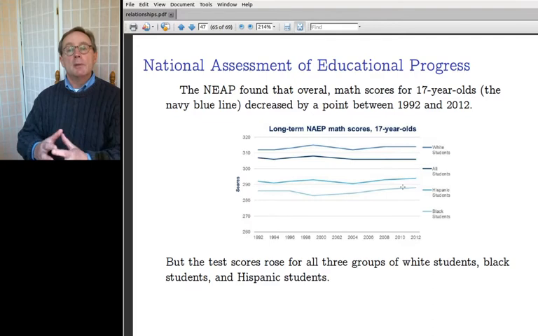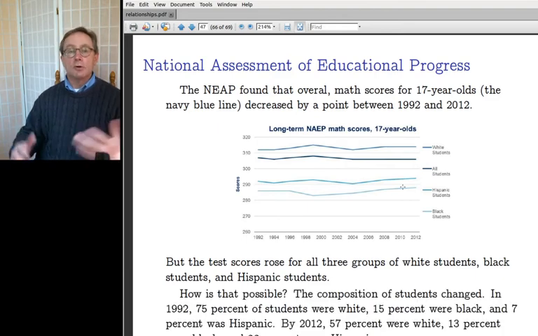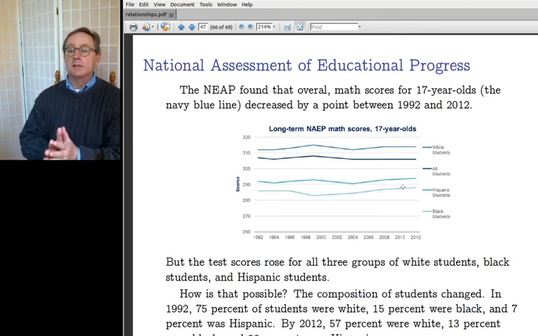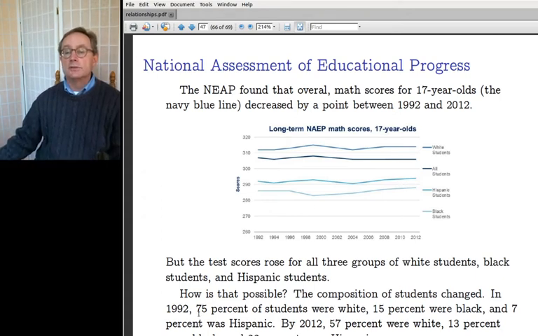It's just like Bob and Fred. How is it possible that when you put the categories together, something different happens than when you break them into separate categories? And the answer, of course, is Simpson's paradox. But here, the explanation in this particular case is the composition of students changed. In 1992, 75% of the students were white, and you can see that white students do better on this particular test. In 1992, 75% of students were white, 15% were black, and 7% of students were Hispanic.